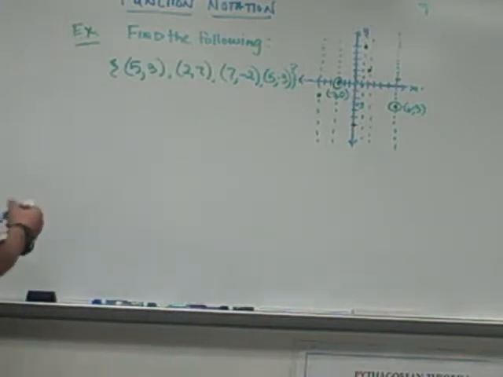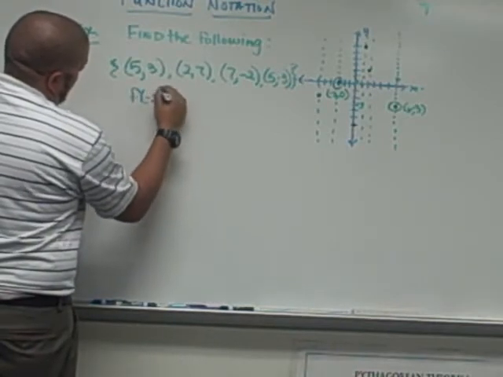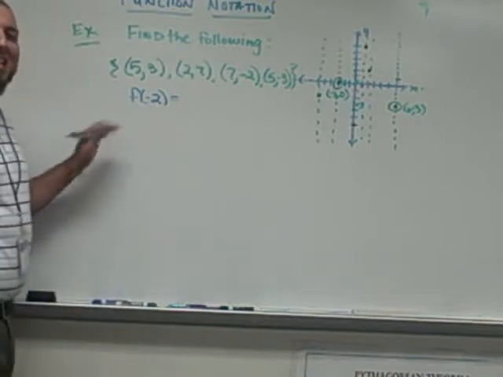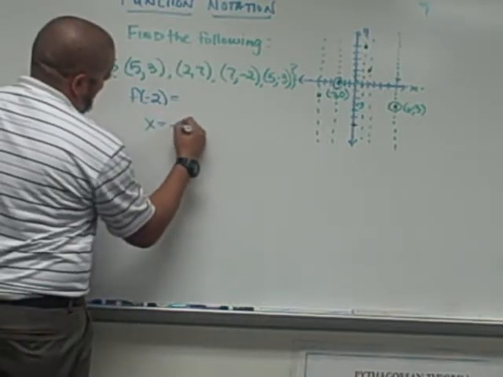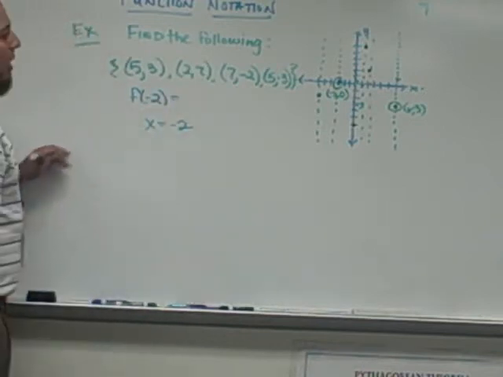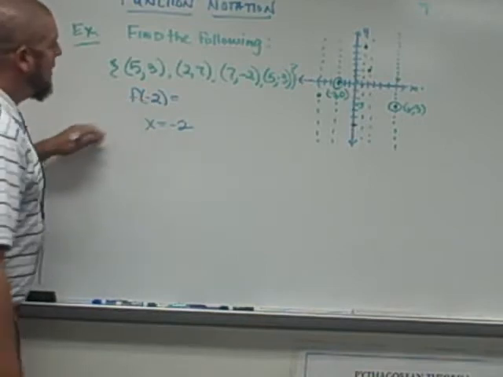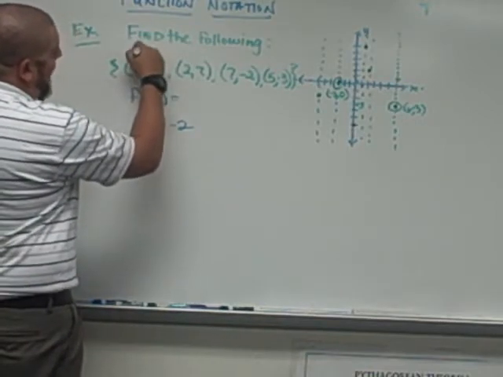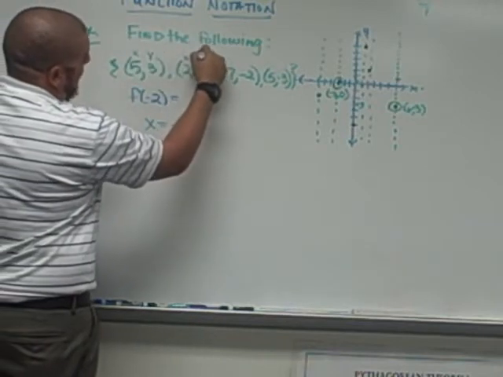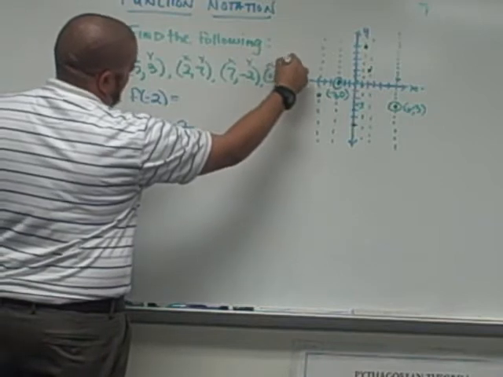If I want to find f of -2, what is it replacing? What is it telling me I have? It's telling me I have an x value. It's absolutely right. x equals -2. So it's asking me to find the y value when x is -2. So I look for an x of -2. x is 5. Remember, these are x, y, x, y, x, y, x, y.